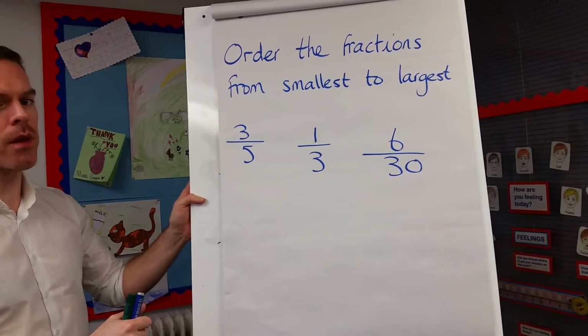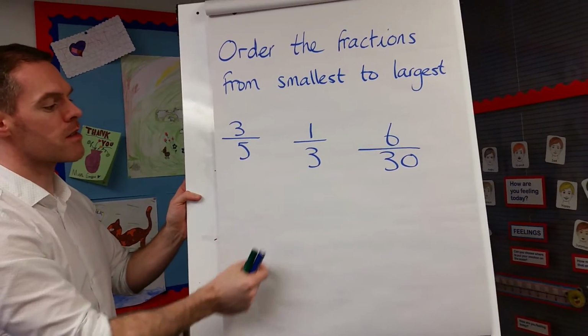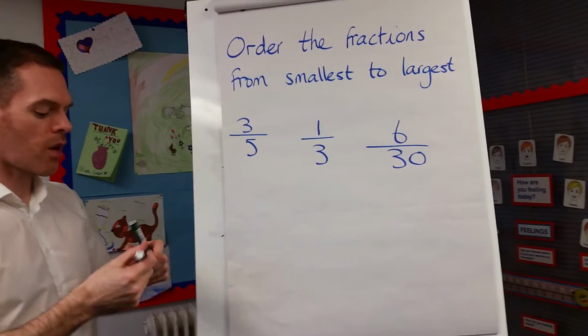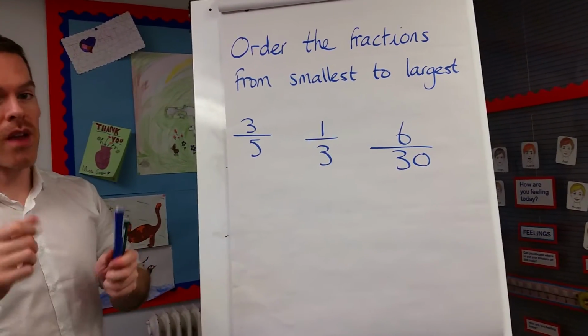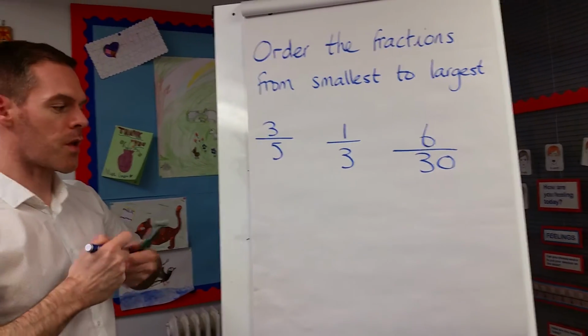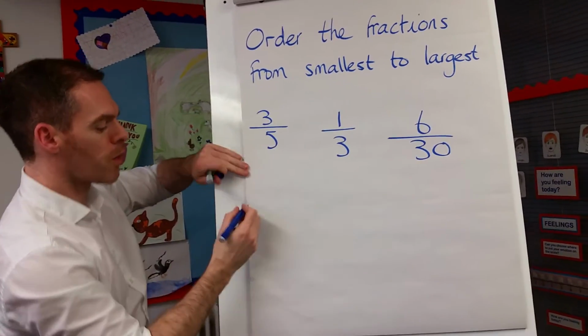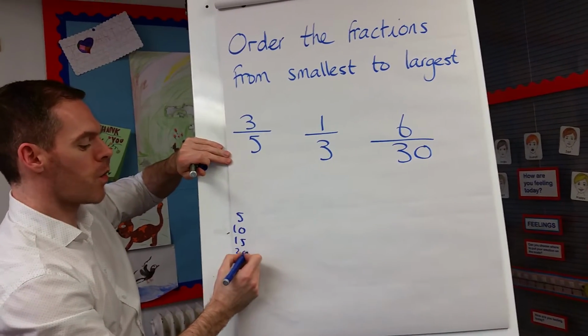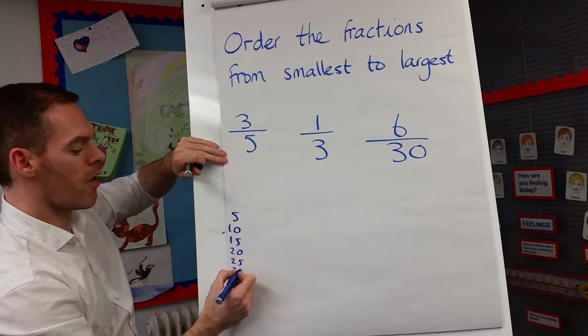If I'm not sure to begin with, I would start doing some lists until I find a number that all 3 go into. If you know straight away, then great, go for it. But if you don't know straight away, start doing some groups. Let's do some groups of 5s to begin with. 5, 10, 15, 20, 25, 30.